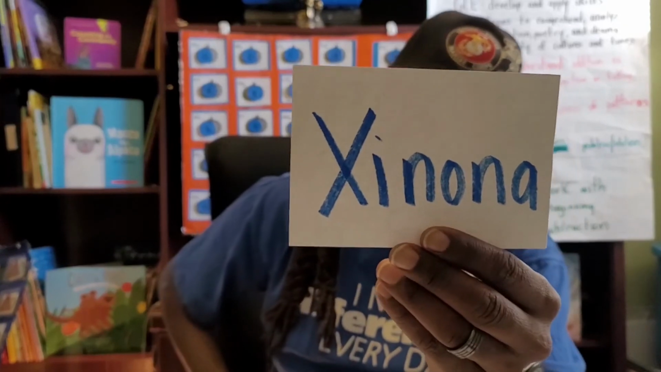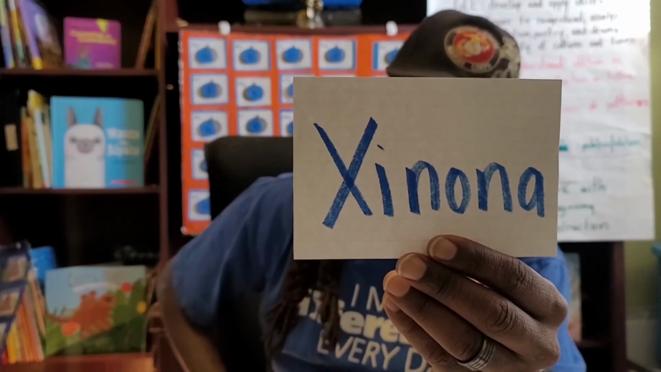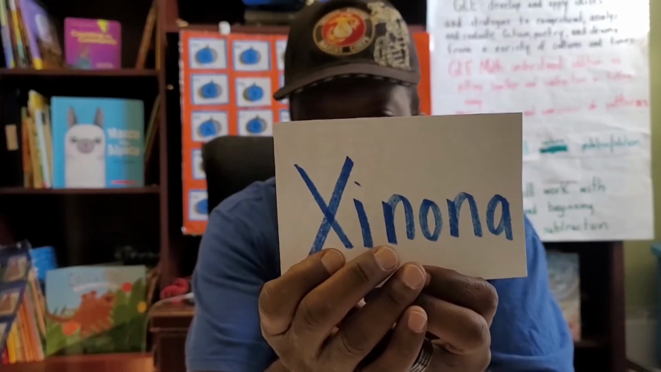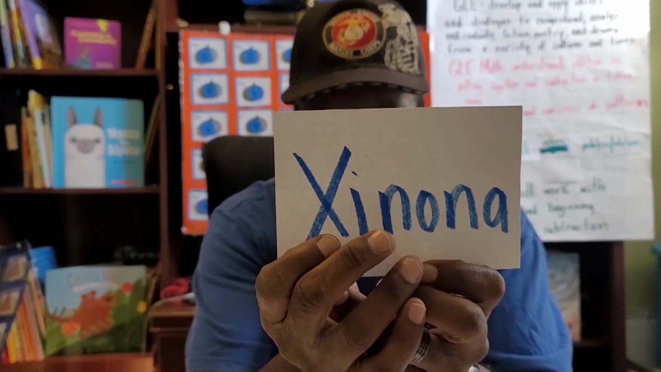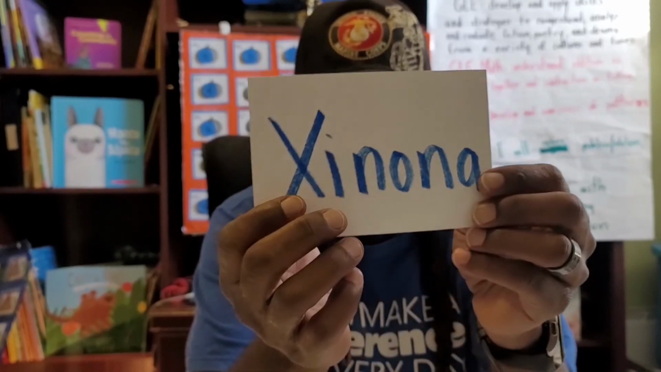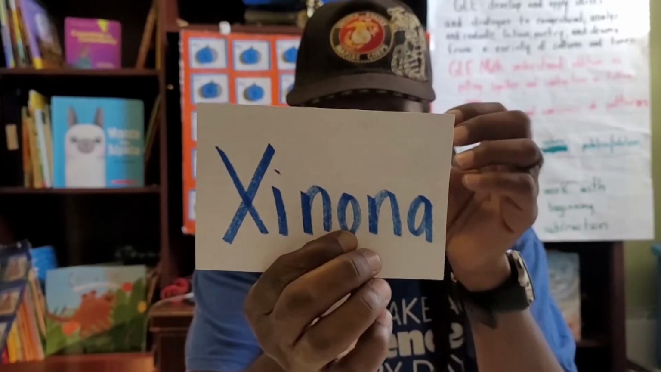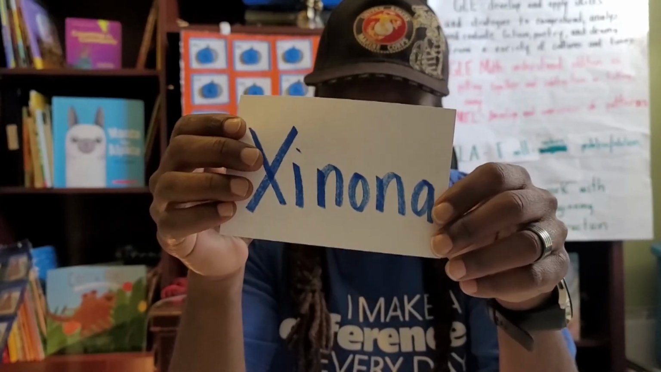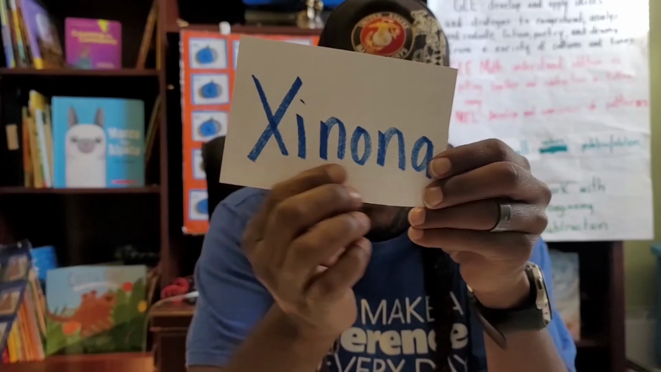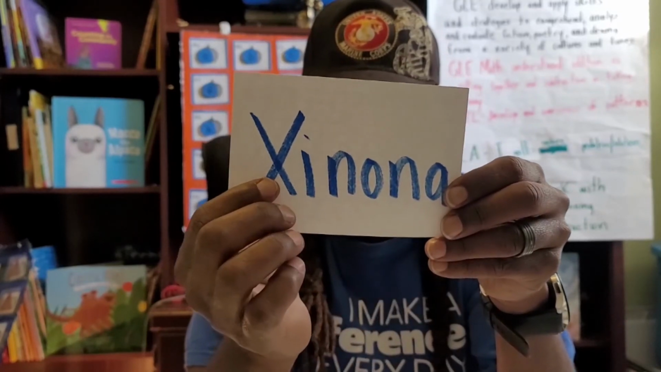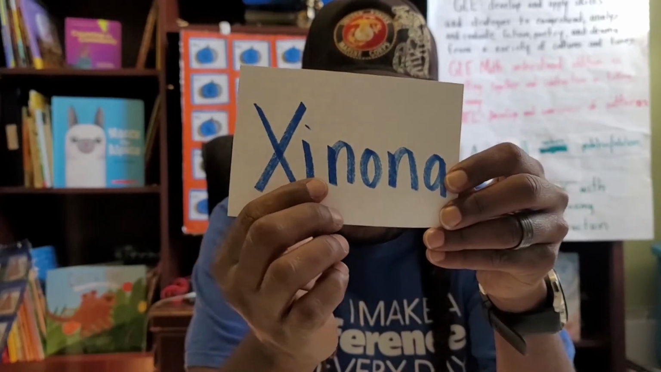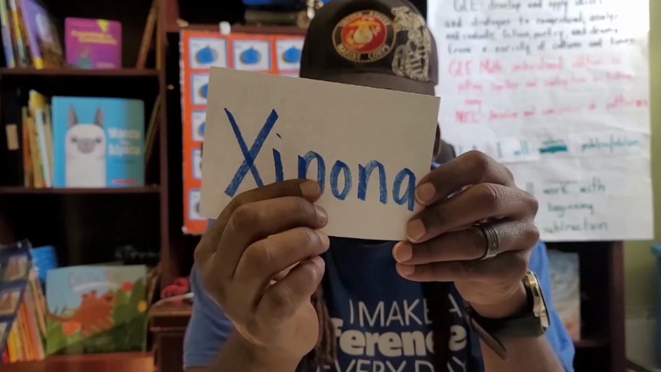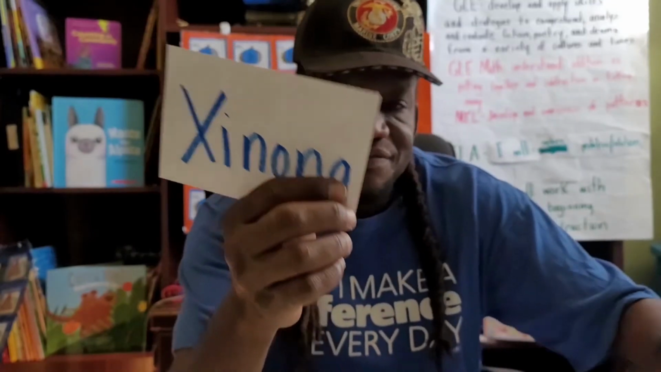Whose name is this? Zynona. Hi, Zynona. What letter is this? Right, a capital X, or you can say lowercase x. And what letter is this? An O, yes. Let's spell Zynona's name. Read it. Zynona. Spell it. Capital X-I-N-O-N-A.